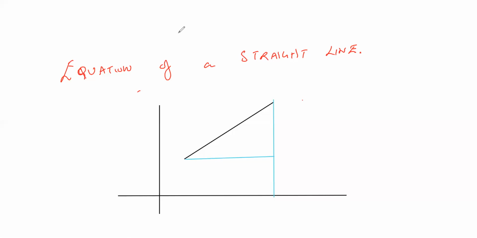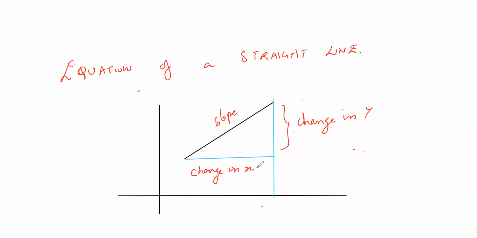So this is nothing but what? Our slope. The black line represents our slope. So this is nothing but my change in y. Change in y axis, and this is my change in x axis. Okay.